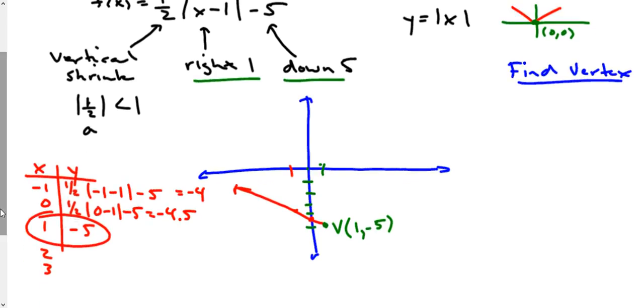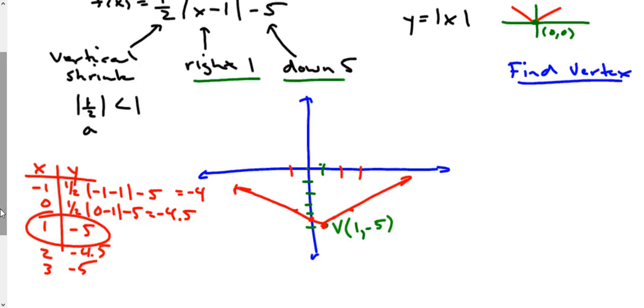Now from here, since there's symmetry over the vertex, we now know that our other values are going to be -4.5 and -5 for each one of these. So we can go over here, we're going to have the same value there, same value there, connect the dots, and there we have it, and that is our graph.